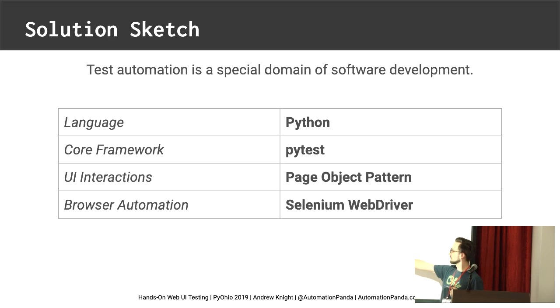And finally, we're going to use a tool called Selenium WebDriver for doing the actual browser automation. Our page object calls are going to be internally using Selenium WebDriver. And that's what's going to wake up Chrome and send it clicks and scrape text. So, this seems good to everybody so far? Cool. Everybody's with me. Awesome.